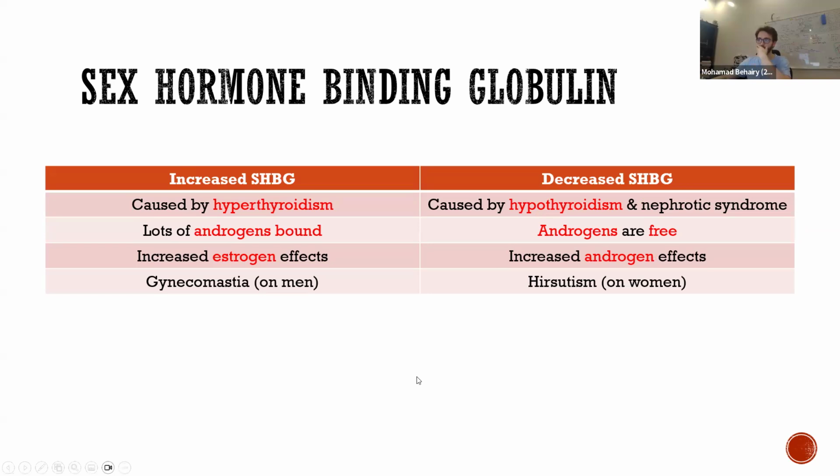Of course, one of you might be asking right now, this decreased hormone binding globulin, couldn't it happen in men? And why are the effects only related to women? Right, it can happen in men.